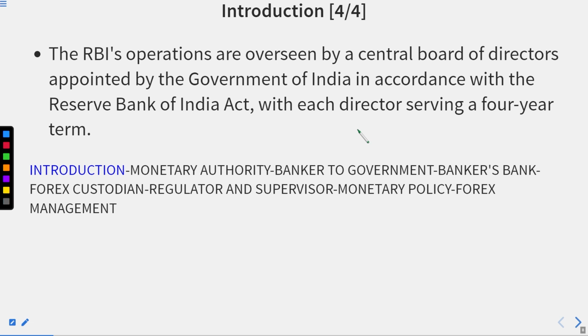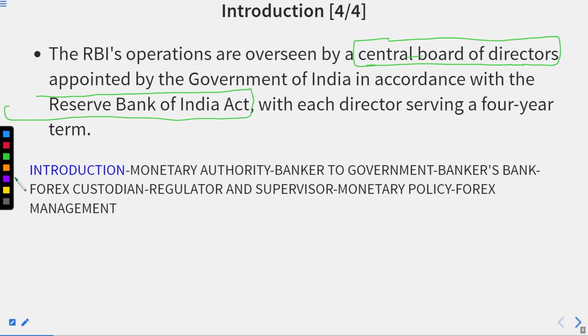RBI's operations are overseen by the Central Board of Directors appointed by the Government of India in accordance with the Reserve Bank of India Act, with each director serving a 4-year term. Basically, the RBI is controlled by the Central Board of Directors, appointed by the Government of India as per the norms and regulations of the RBI Act. The maximum tenure of the directors is 4 years.